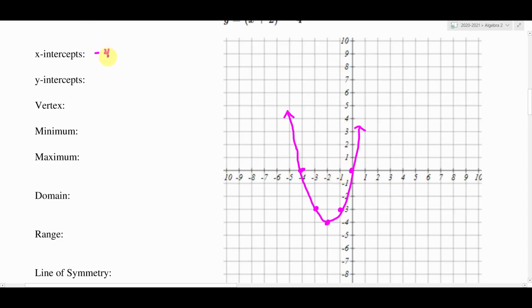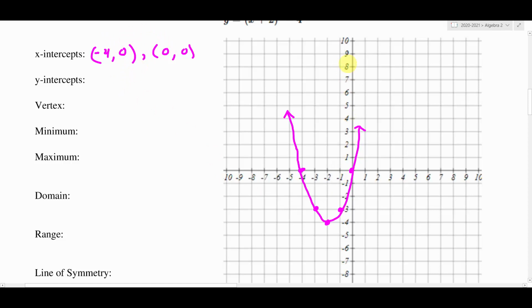But make sure you write these as points. So it's (-4, 0), that's the location of this point, and the other one is at (0, 0). And you want to separate those with a comma. So make sure they're two full points with parentheses and an x, y coordinate.